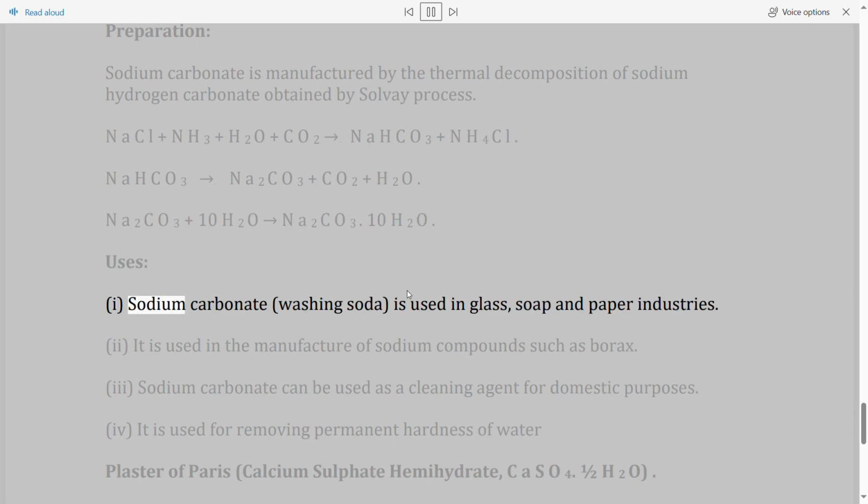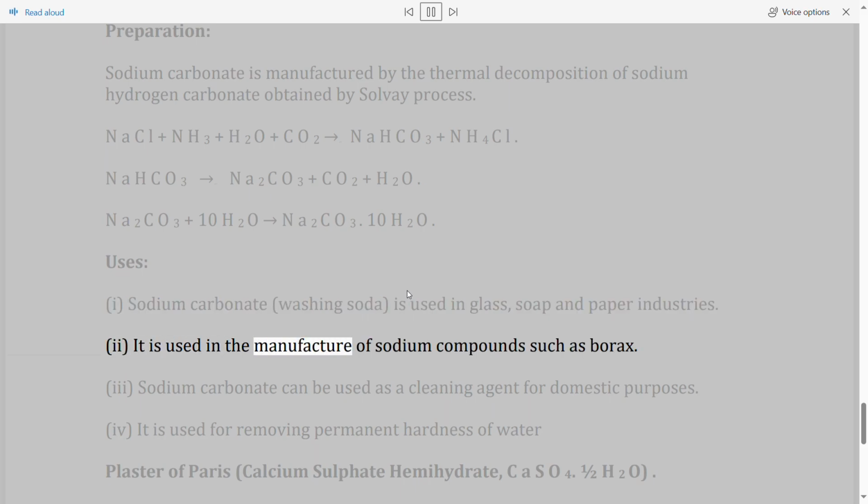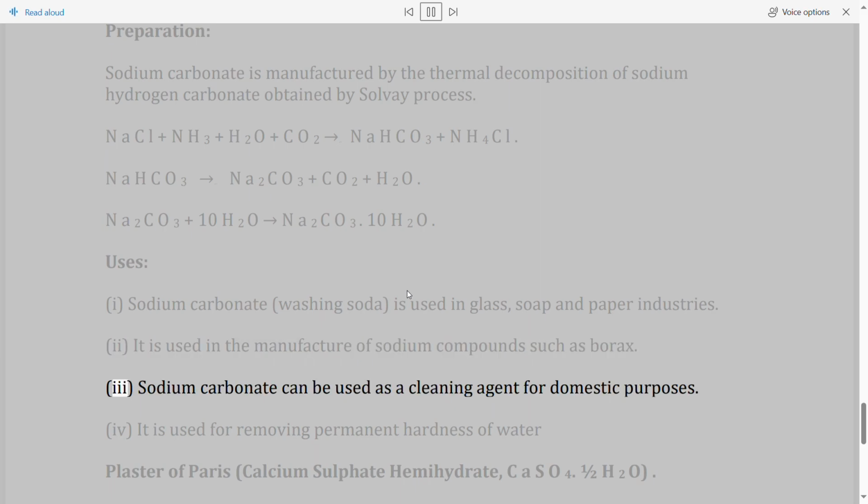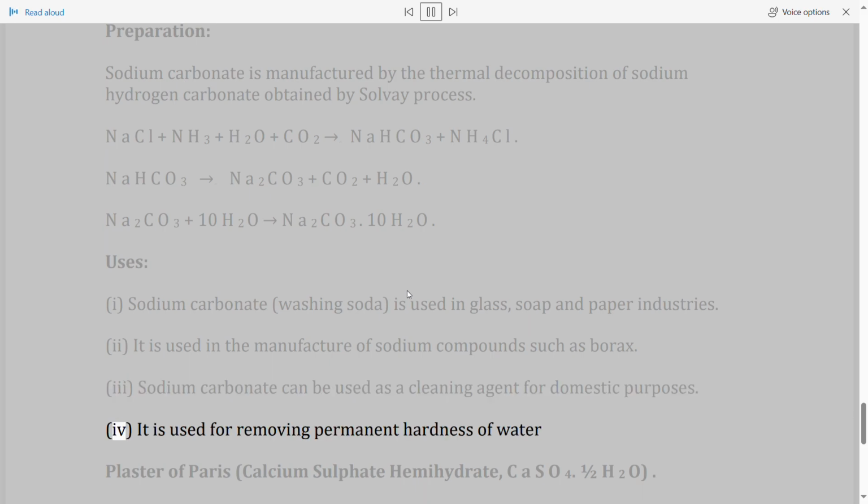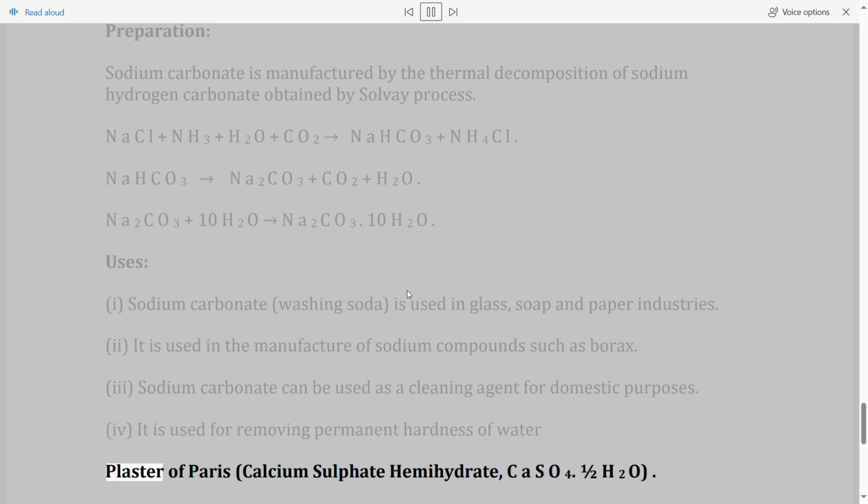Uses: 1. Sodium carbonate, washing soda, is used in glass, soap and paper industries. 2. It is used in the manufacture of sodium compounds such as borax. 3. Sodium carbonate can be used as a cleaning agent for domestic purposes. 4. It is used for removing permanent hardness of water.